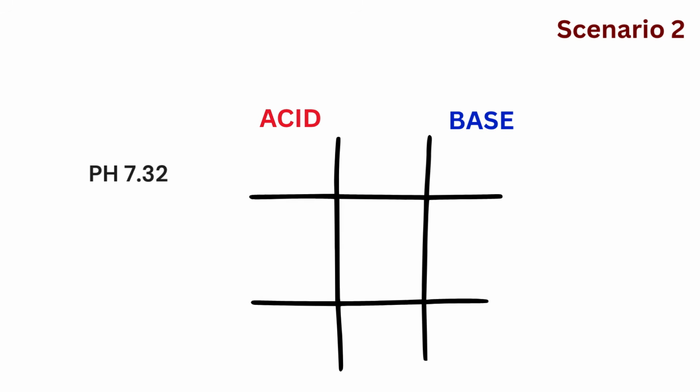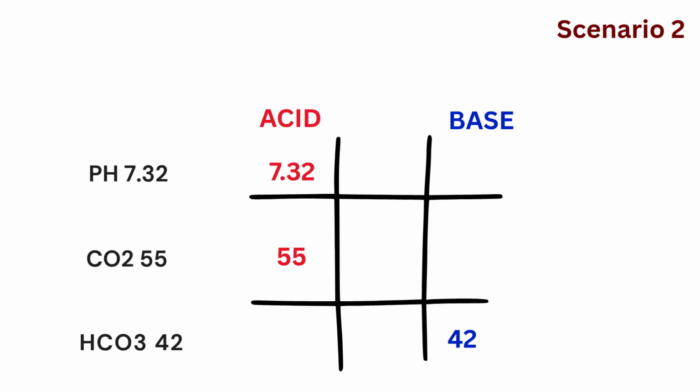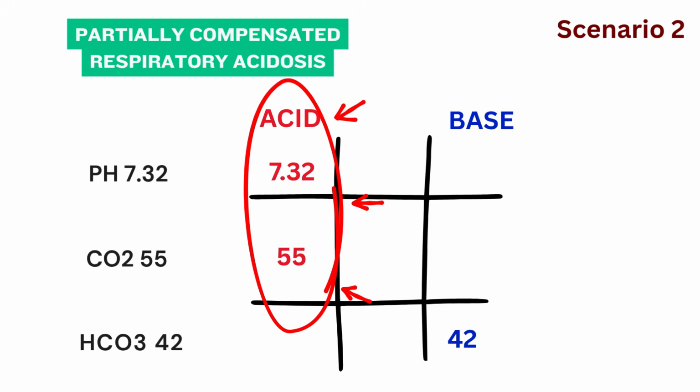All right, let's escalate the difficulty a bit. Practice question 2. pH is 7.32, CO2 is 55, HCO3 is 42. Work through those steps again. What's the pH, what's the match, and what is that third value doing? And the correct answer is partially compensated respiratory acidosis.